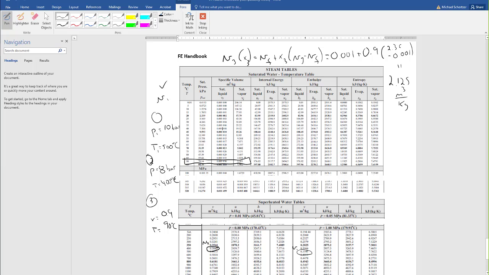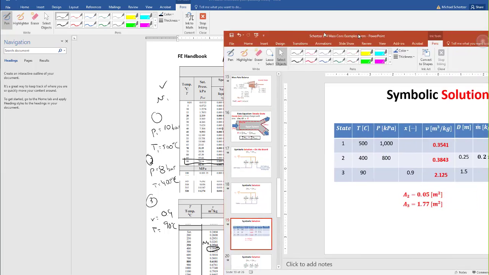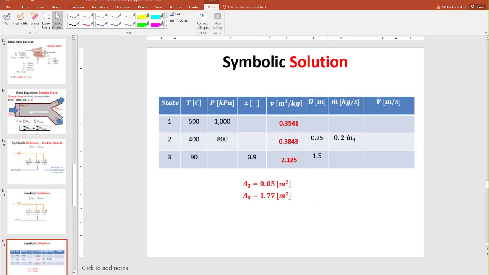Right? So I'm 90% of the way between this number, which is basically 0, and this number, which is 2.36, right? And I got 2.125, right? So probably that's close, right? It's not outside the range, and it's much closer to the high value than the low value, which is what I expect, right? So now I've gone through and I've found the specific volumes, right?